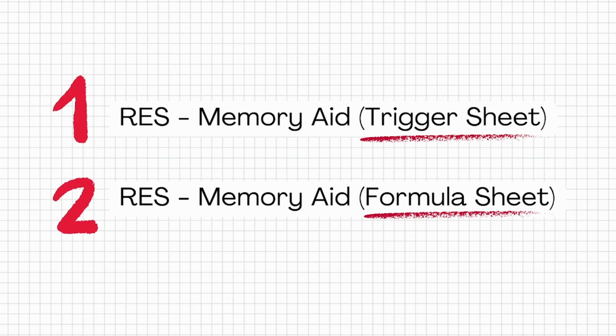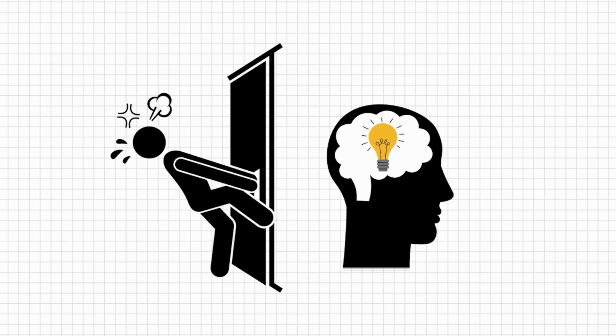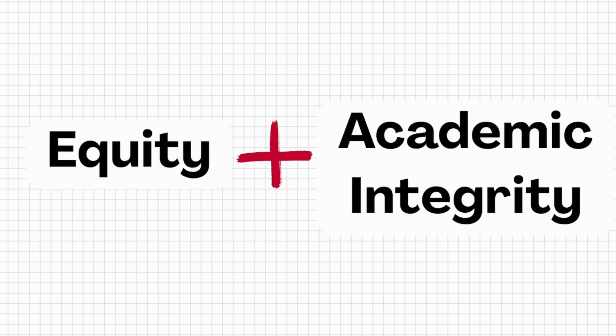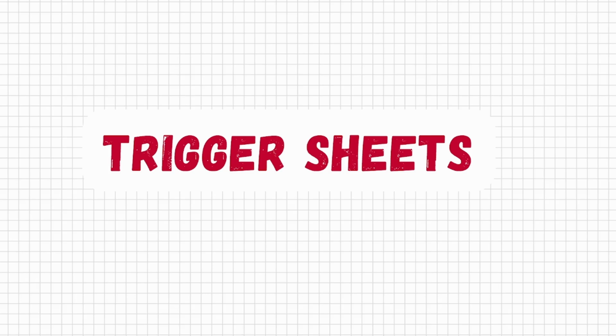There are two types of memory aid accommodations, trigger sheets and formula sheets. These are separate accommodations that can be used in graded assessments and are only provided in limited and specific cases. To receive them, students must provide evidence of a medical condition or learning disability where they can learn information but struggle to retrieve it from memory without cues or triggers, and evidence that no other accommodation would meet the same need. There are different rules for creating each of these accommodations to ensure that they both promote equity while also adhering to academic integrity. First, let's talk about trigger sheets.